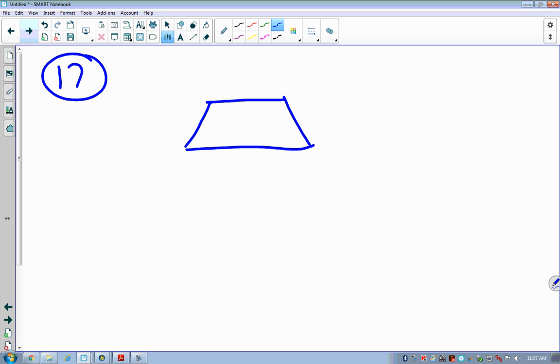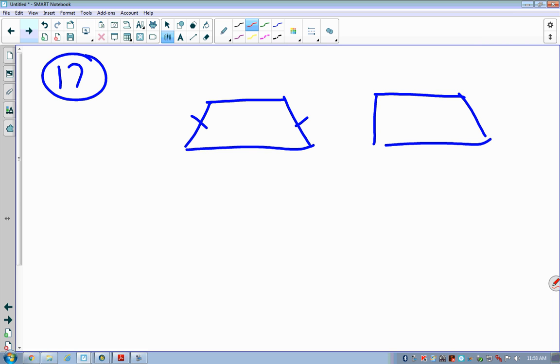Right, this side can be congruent to this side, but are the other two sides going to be congruent? No. And it won't work out here either. So a trapezoid is not a counterexample because although it is a four-sided figure, it doesn't have two pairs of opposite sides that are congruent. So it doesn't meet the hypothesis.